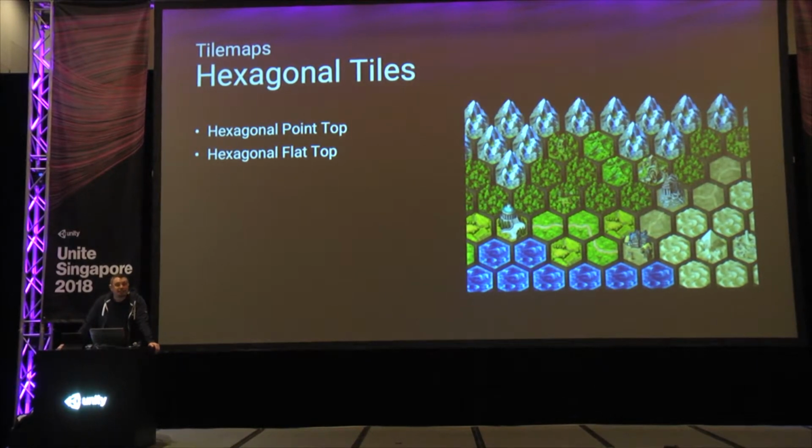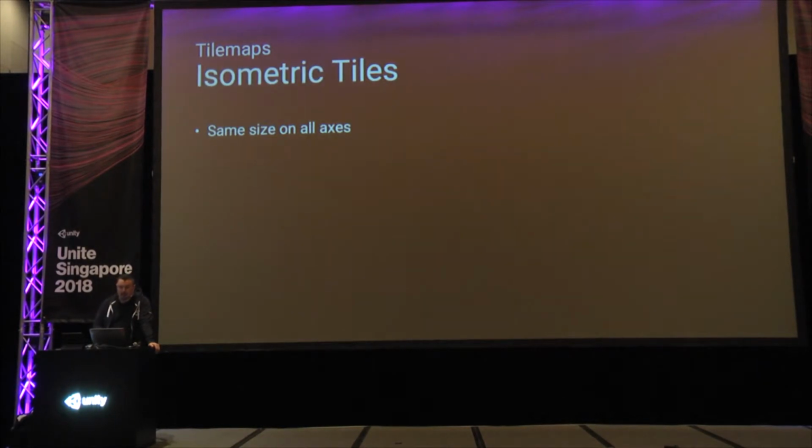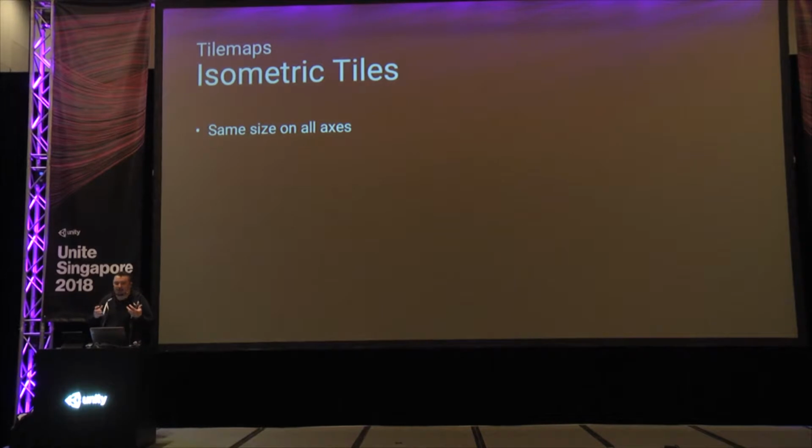And with 2018.3, isometric tiles. So the idea here is that we have the same size on all axes, or really are characterized by having the same length, this isometric projection. Again, very popular in a lot of games, right? A lot of 2D games that you see in the market are built essentially in ISO.